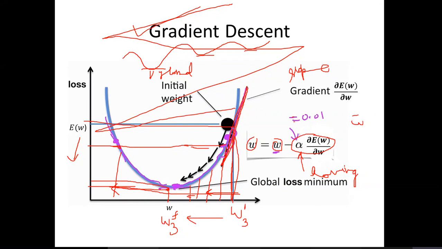Okay, this is one side of the coin. The other side of the coin, somebody may say that, sir, you have very conveniently said that your initial weight W31 is here. What happens if W31 is here? Can anybody tell me what happens if my initial value, what I assumed, is here? Does the gradient descent rule still work?